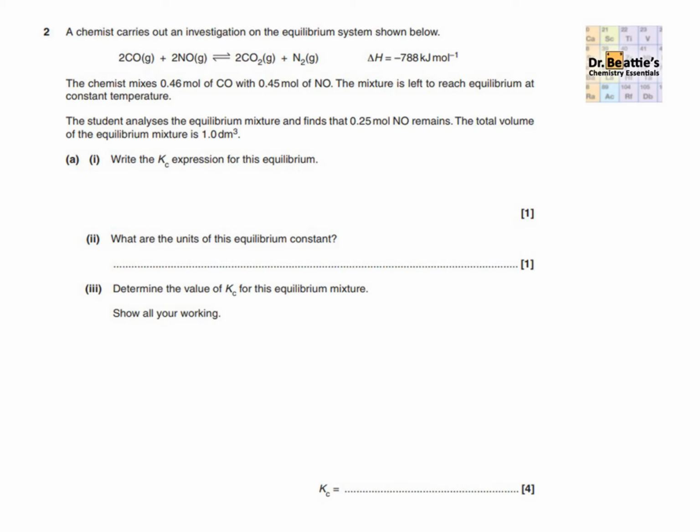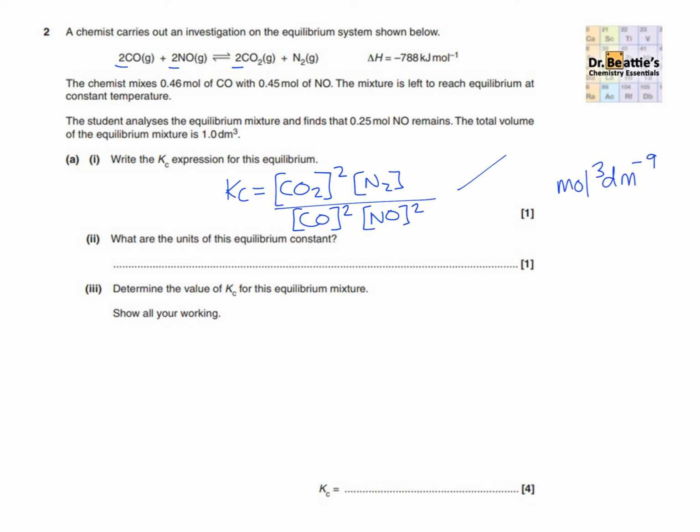Okay, so first of all, Kc expression. So we should have that. Give yourself a mark if that was the case. The units of the equilibrium constant Kc, we have moles cubed dm^-9, multiplying all of the products together. And then our reactants are like so. So the whole of this cancels down, leaving this as our expression.